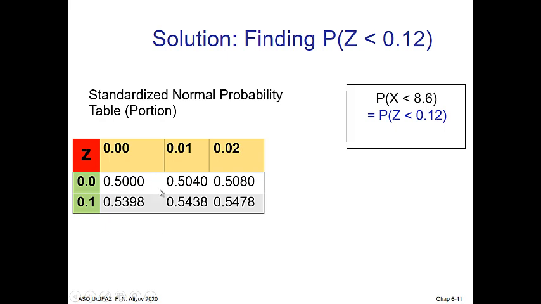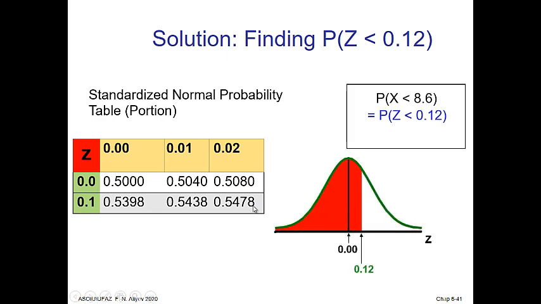This is the part of the table. Here, 0.1 from this first column. From the first row, you select 0.02, and in the intersection of them you have 0.5478. So this is our answer, 0.5478.